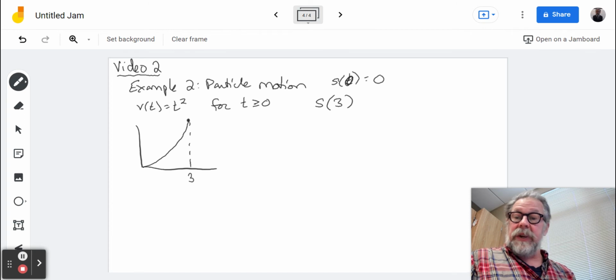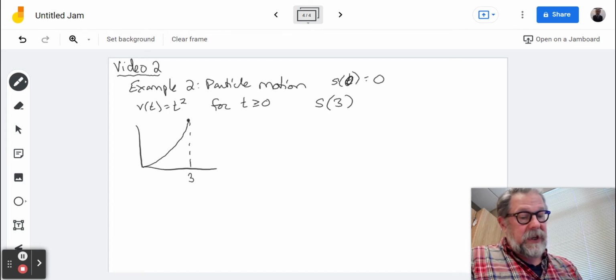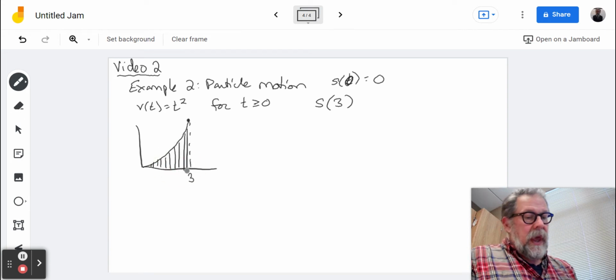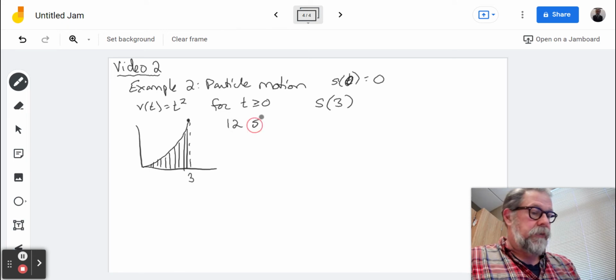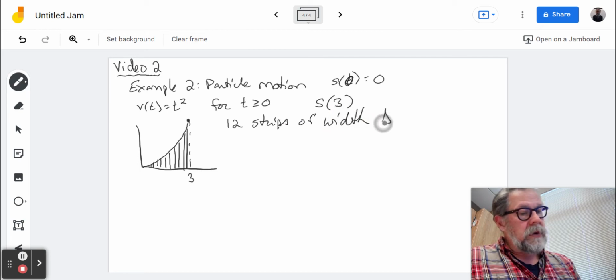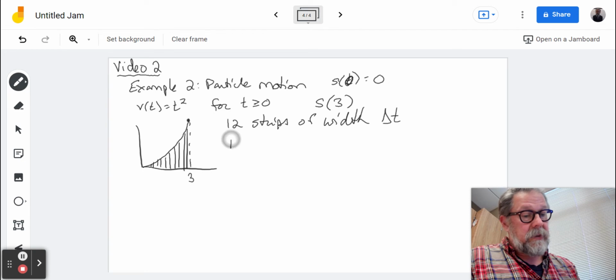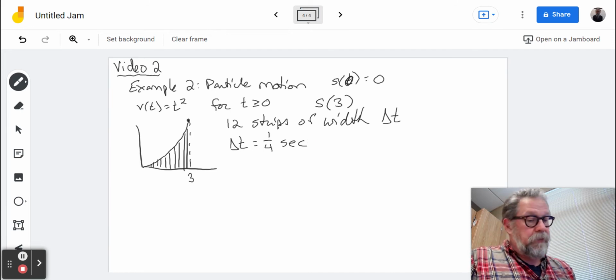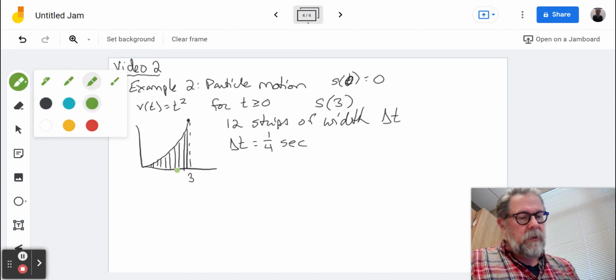Well, one thing I can do is I can divide this into strips. And I'm going to divide this into 12 strips of width delta t. So in this case, my change in time for each strip, because they're going to be of constant width, is 3 divided by 12, which is 1/4 of a second per strip. So let's zoom in on one of these strips. Let's zoom right in on just one strip and see what it looks like.